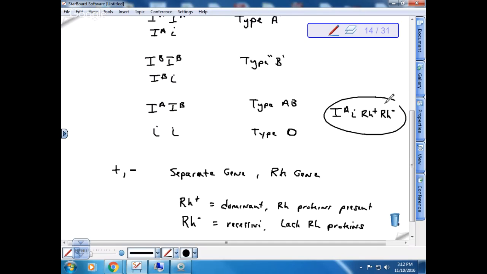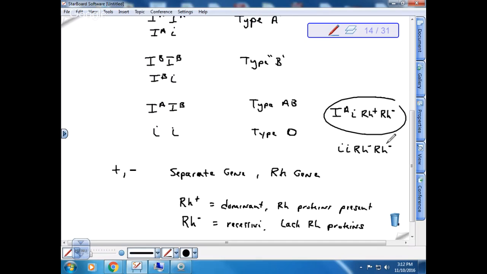A positive, right? If I have Rh negative, then it's negative, right? So what about this one? O negative, yes. Okay.